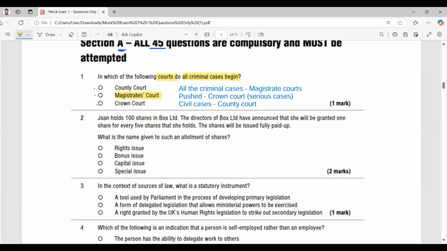Good. A bonus issue. Okay, fine. What is a bonus issue? Bonus issue means you're providing free shares to your existing shareholders. So that is a bonus issue.